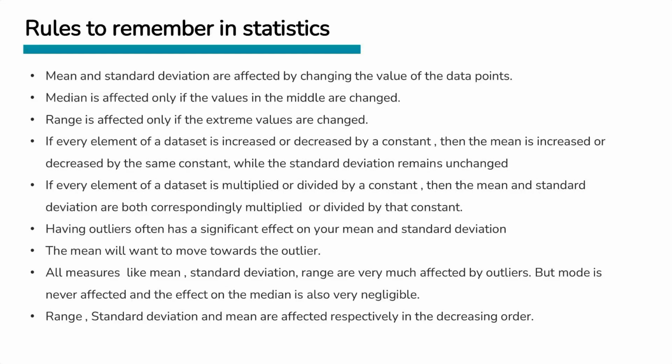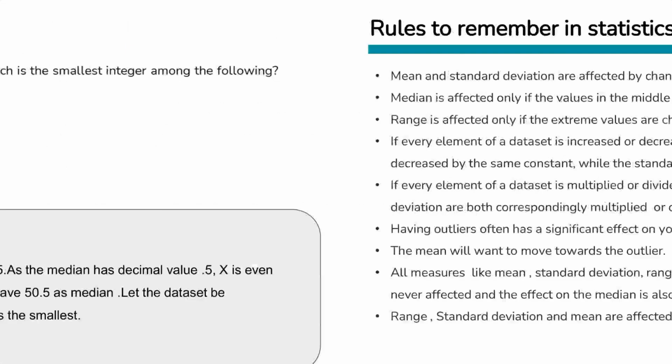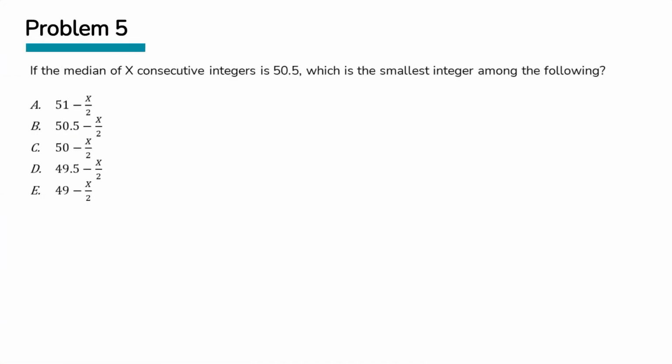Out of the numbers given there, the options are talking only about 49 minus x by 2, 50 minus, it is not talking about the smallest integer in that data set. Please look at the question properly. It is talking about the smallest integer among the following. Clear? Very, very simple question. Do you understand, Sudhindra? It's talking about which is the smallest integer among the following. That's all. Plain question.